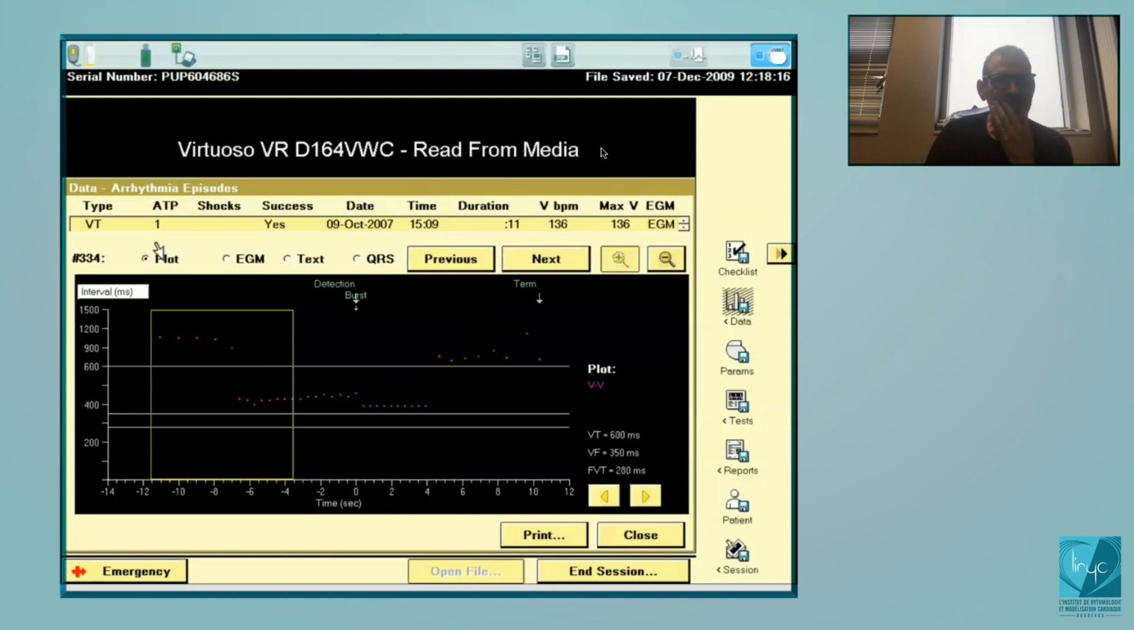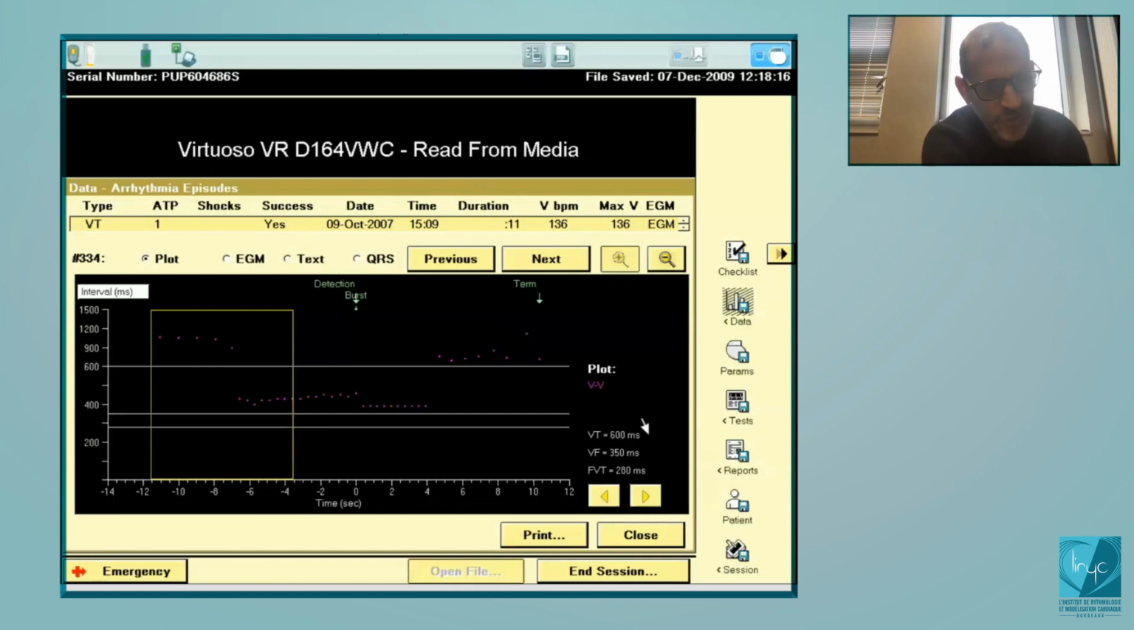Okay, so this is a quite old ICD. It's a Virtuoso VR, so a single lead ICD. And anytime I'm showing these cases, I'm a bit surprised about the programming. You see here, there was a VT zone starting at 100 beats per minute. That was a programming that was quite frequent 15 years ago, but that we do not program anymore in any patient. But that's not the topic today. The point here is to discuss the discrimination.